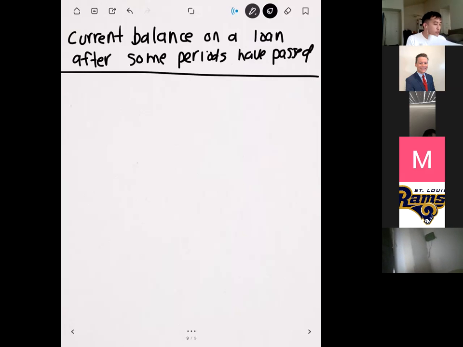Normally, computing this can be a little bit complicated, especially if you haven't taken an economics class. But another way you can express the remaining balance is that it's simply the present day value of how many periods are left.